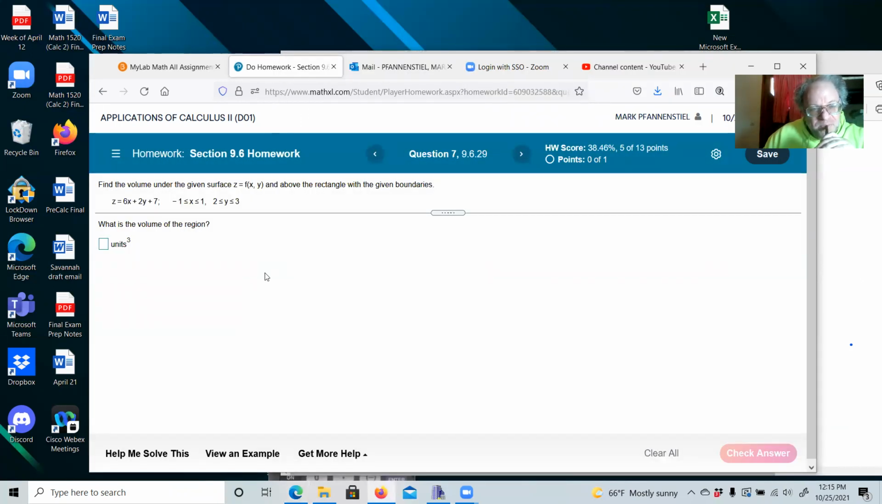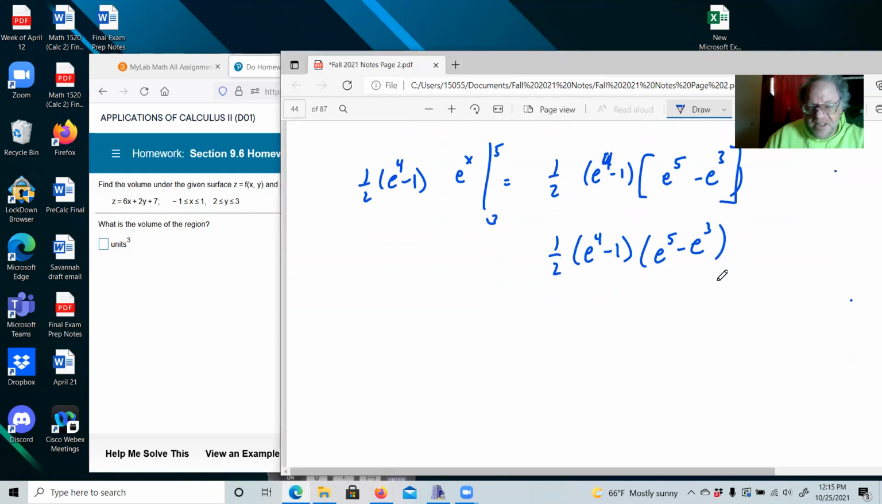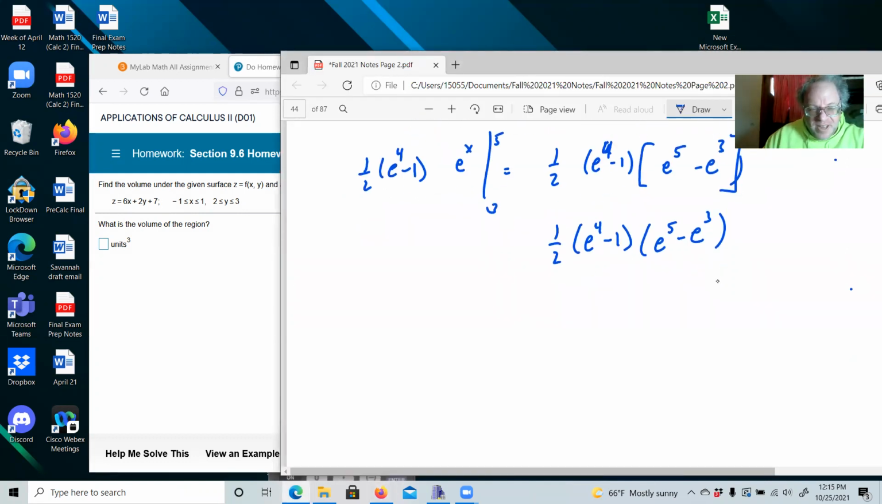Or actually, we are that lucky. Find the volume under the given surface. Okay. This is a plane, right? So what we're going to do is figure out this sheet. This is literally a sheet. So remember, z equals 6x plus 2y plus 7.